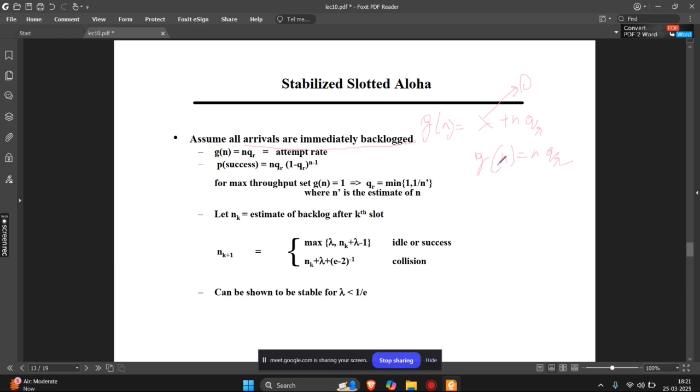Now success is that only one packet will attempt transmission, others will not. So this is the probability of success.